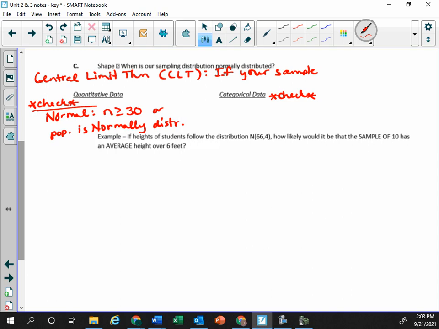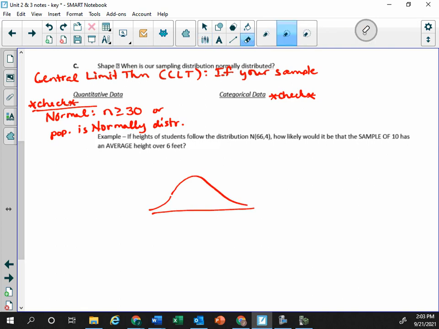The reason that's so important is because we're using this normal CDF and inverse norm. We're assuming a distribution with this shape. If that's not actually what it looks like, none of those calculations are going to be accurate. Okay, so that's why we have to check.